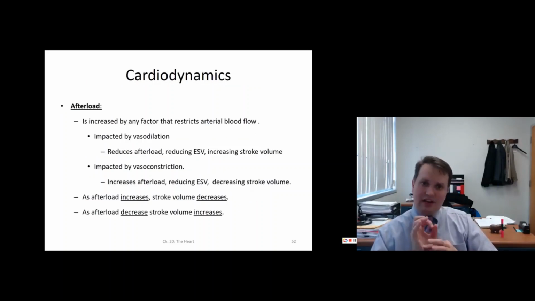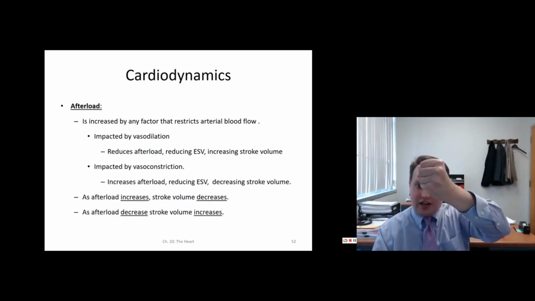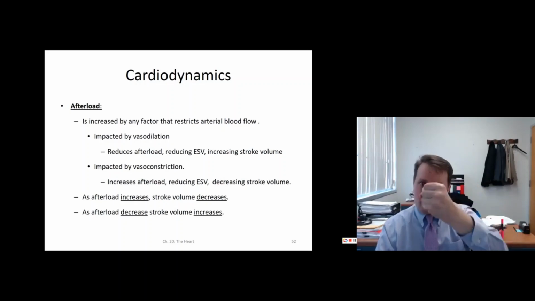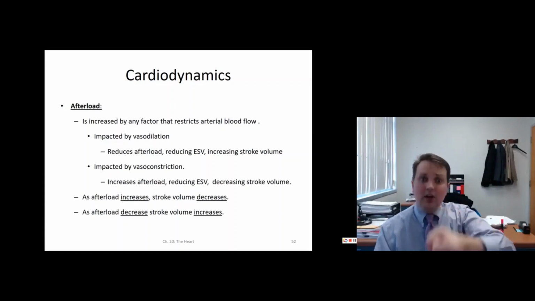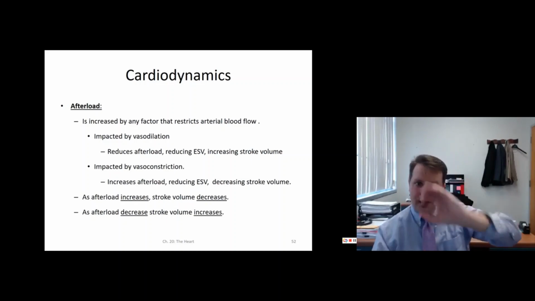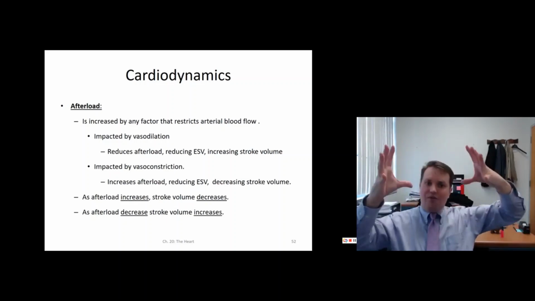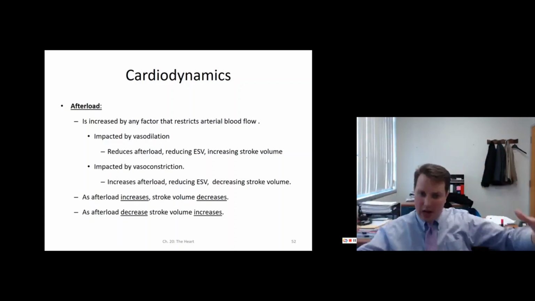Now, afterload. Afterload is any factor that restricts arterial blood flow. Now, one of the things is, if the aorta was to be constricted or open, if you constrict it, it's harder to get blood into a small tube. If it's open, it's easier to get blood through the tube. Okay? So vasodilation, when blood vessels are open, that reduces your afterload. Reduces ESV and stroke volume goes up.